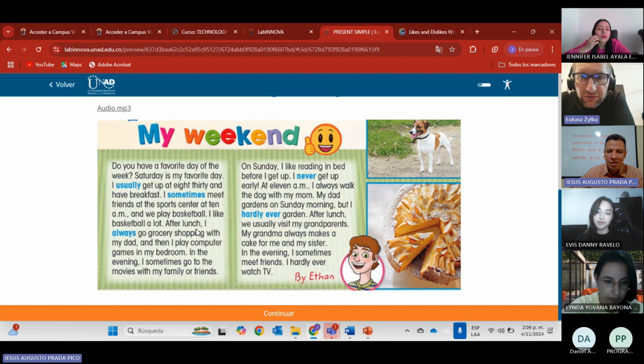After lunch, I always go grocery shopping with my dad and then I play computer games in my bedroom. In the evening, I sometimes go to movies with my family or friends. On Sunday, I like reading.